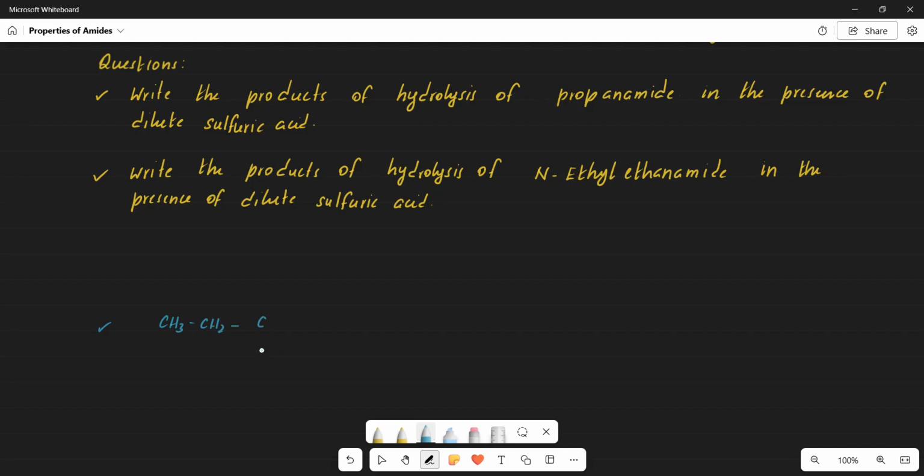First case, the second question. I hope you understood properly the acid hydrolysis and you got the correct answer.